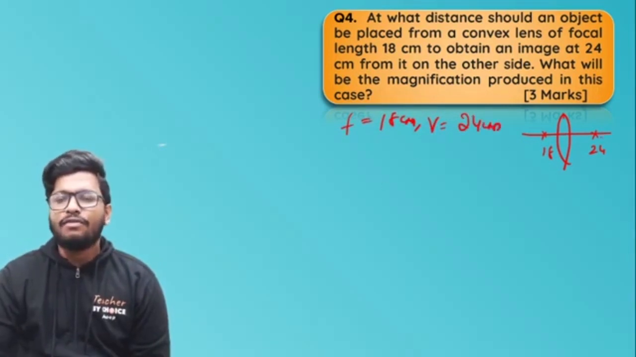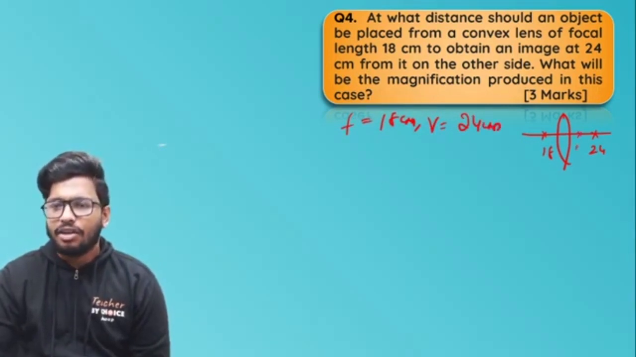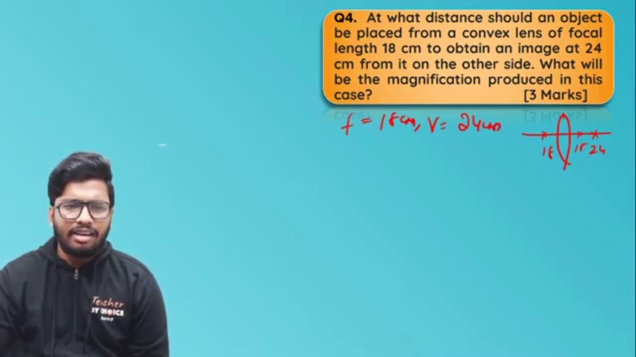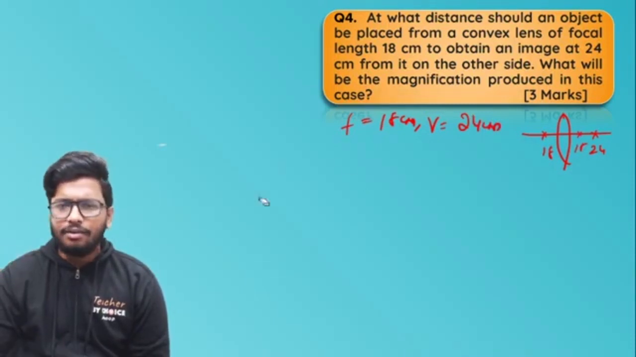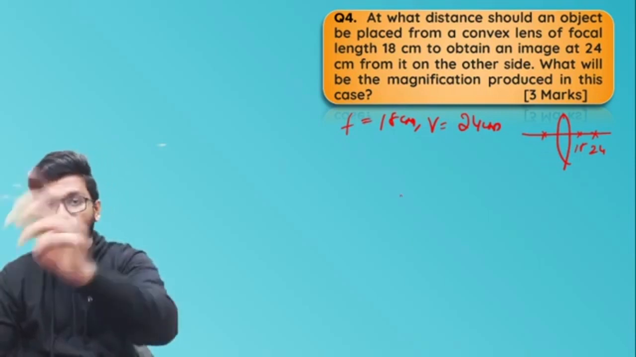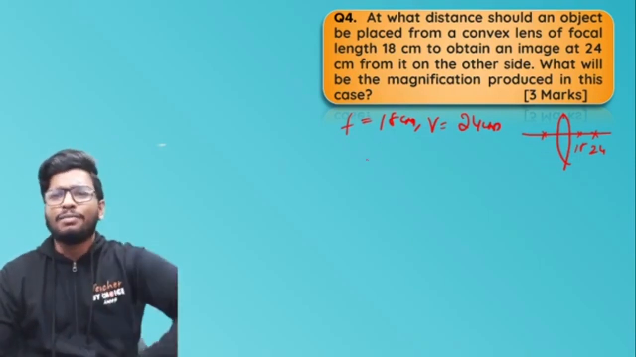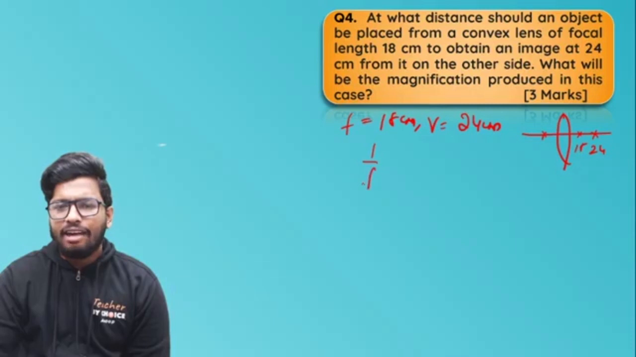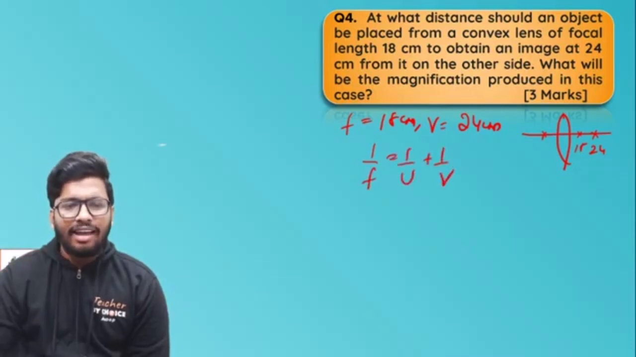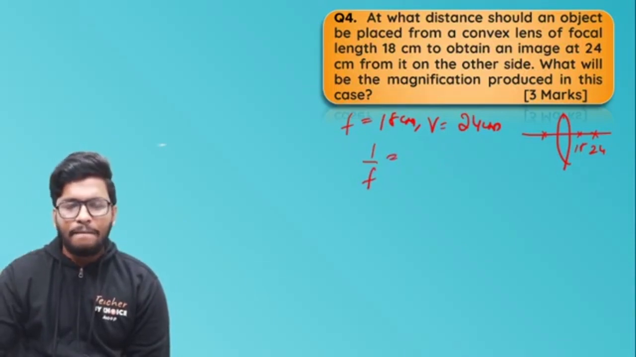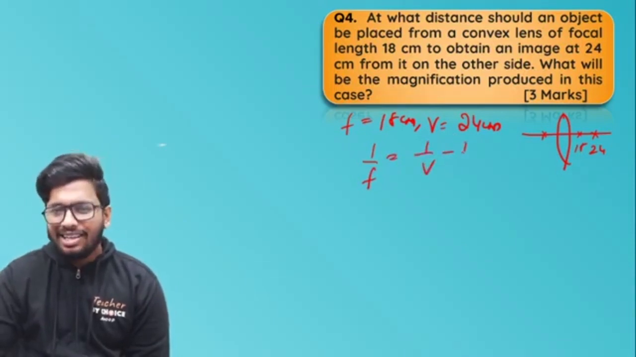Done. Now you're supposed to find out the focal length. Okay, it's going to be on the other side, the same side as that of the image. So it's going to be plus 18 centimeter. So we're supposed to find out what U is first. 1 by F is equal to 1 by U plus 1 by V. Sorry, people, mistake. 1 by V minus 1 by U is the formula.